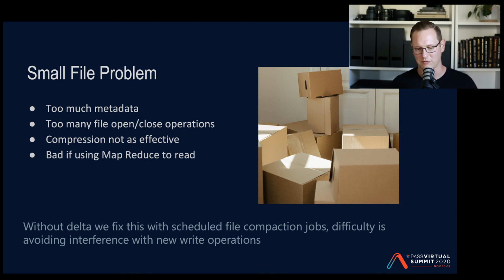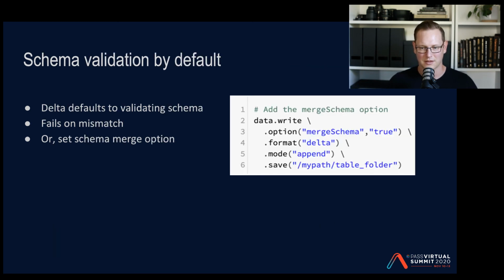Without Delta, we fixed this in the past, and we can still fix it, by scheduling our own file compaction jobs. Basically, something like go through yesterday's data and all of the files that my streaming job wrote, which might be thousands, and compact those into 5 or 10 different files. That gets tricky though, because you still might be trying to write some data to yesterday's partition when that runs, and it becomes a bit of a headache to work with. So Delta gives us an optimize command that will handle that for us.